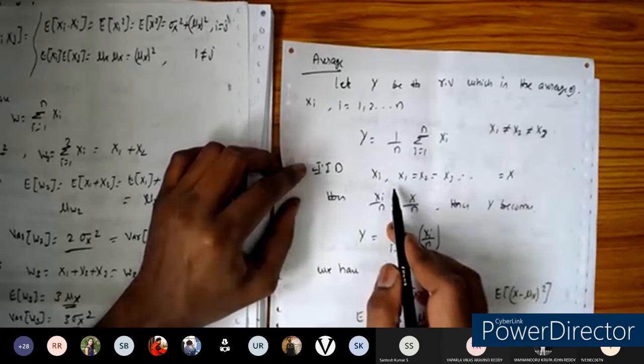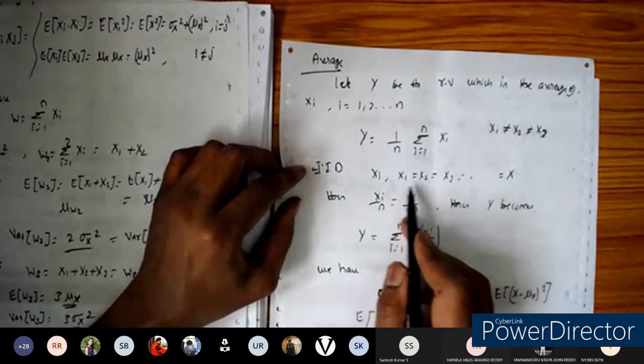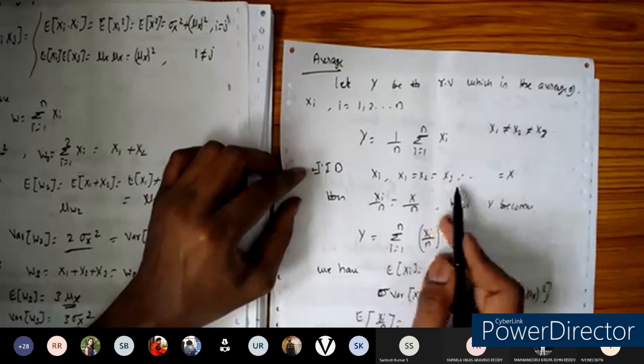Now we have introduced the concept of IID. IID is independent and identically distributed random variables.